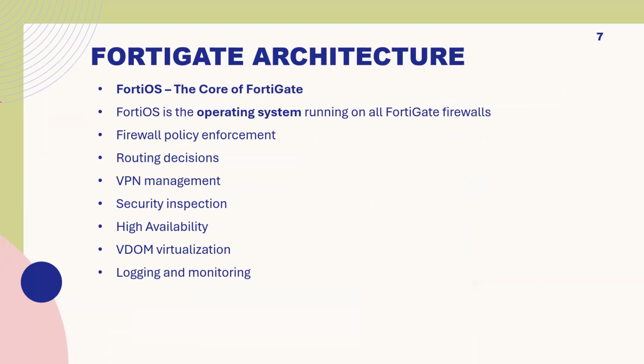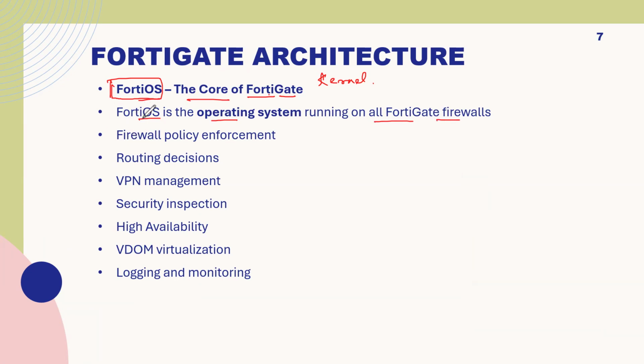Now, in the FortiGate architecture, see, the FortiOS, that is the operating system, is the core of the FortiGate firewall. So FortiOS is called as what? The core operating system of what? FortiGate firewall. We can also call it the kernel, the main operating system of the firewall. Fine. Now it is telling you that FortiOS is the operating system running on all the FortiGate firewalls.